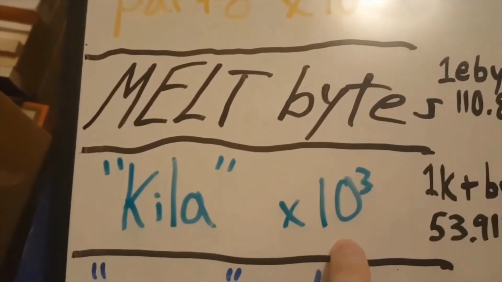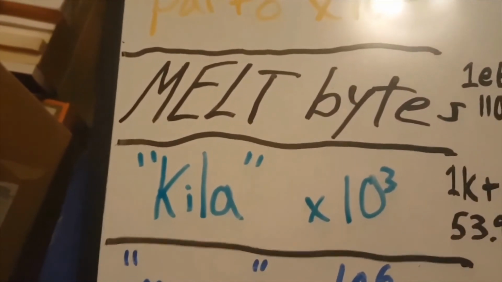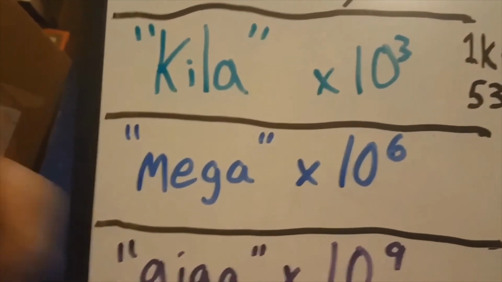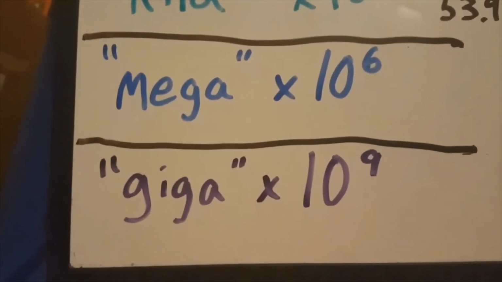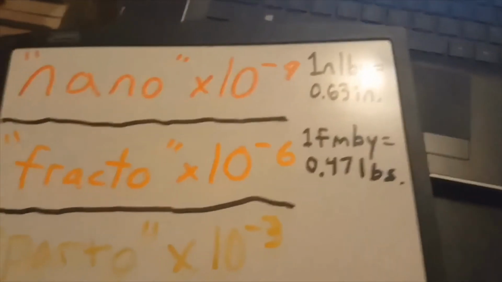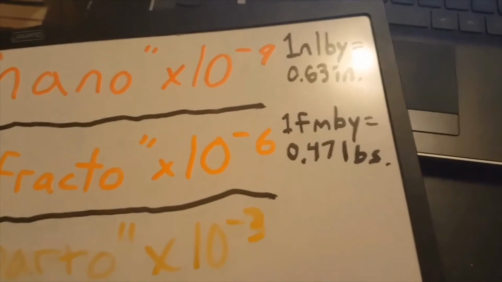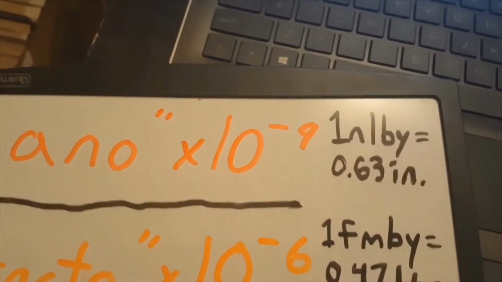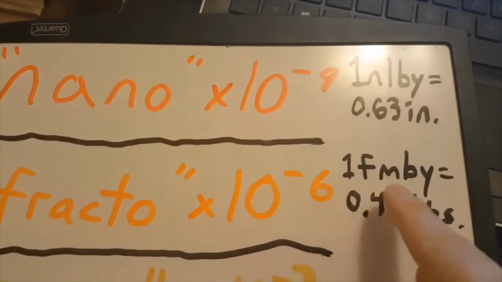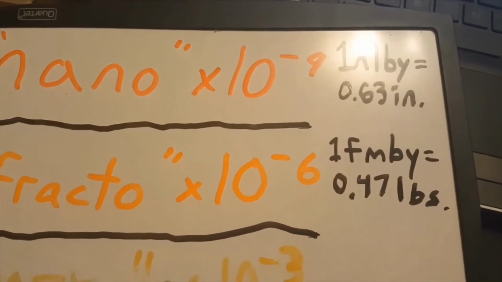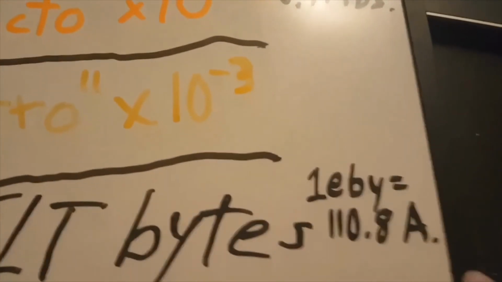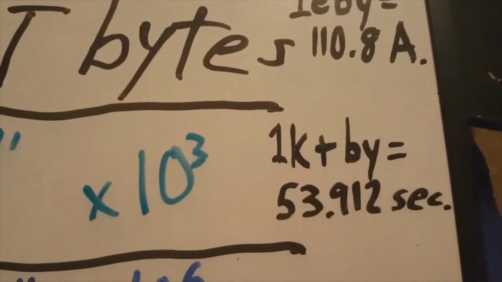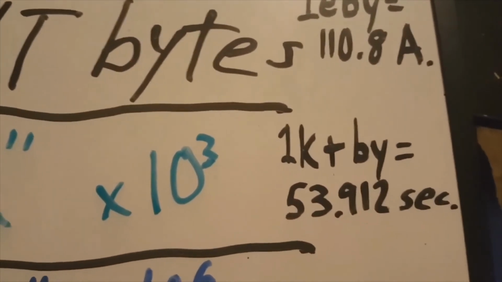For the positive thousandth place, I just changed the last letter of kilo to kila to make a kilomelt byte. For the positive millionth place, I kept the mega to make a megamelt byte. Sounds delicious. And lastly, for the positive billionth place, I kept the giga to make a gigamelt byte. And over here are some of the examples of the approximate values of what we would probably be using, most likely. So 1 nanolength byte is about 0.63 inches. 1 fractomass byte is about 0.47 pounds. 1 electric byte is equal to about 110.8 amperes, and 1 kilotime byte is about 53.912 seconds. So almost a minute, but not quite.